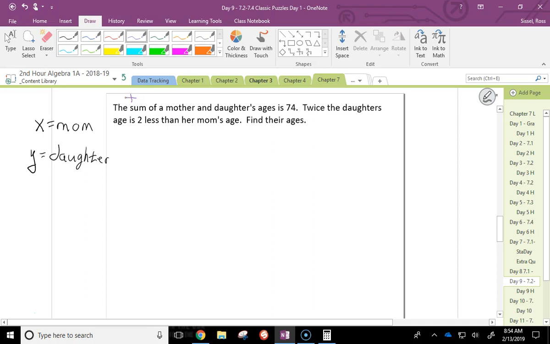Now, I'm going to go ahead and say mom is x and the daughter is y. So, can anyone identify what is the first equation we would write?